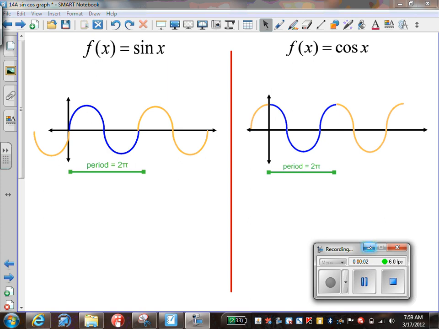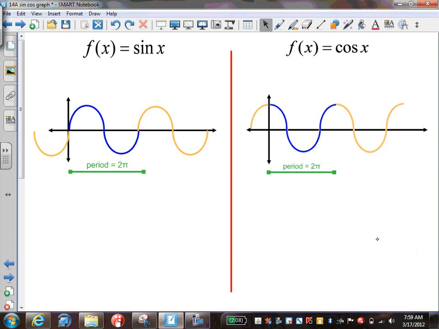Okay, this video is 14b, and it is a continuation of sine and cosine. In this one, the objectives are we're going to focus on what are the different variables that change the graph. And the ones we're going to cover are amplitude, we're going to talk about the period, we're going to talk about phase shift, and we're going to talk about vertical displacement.